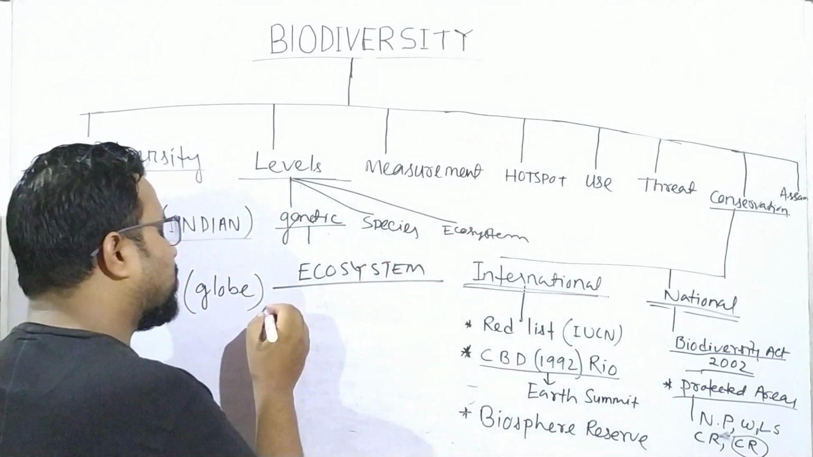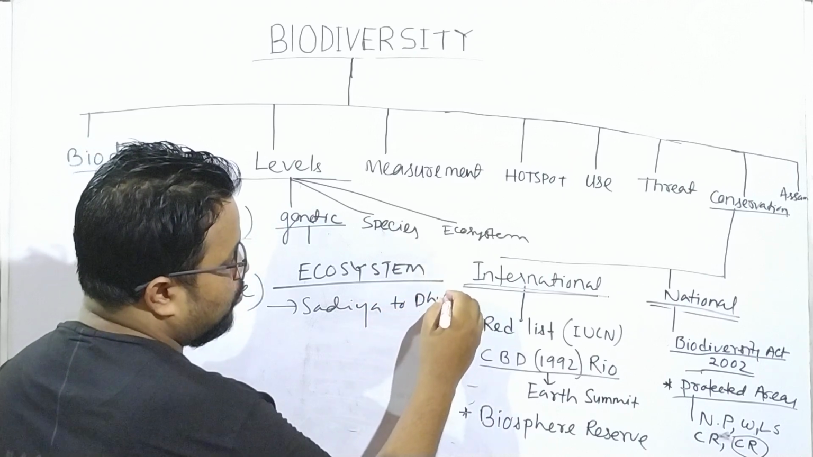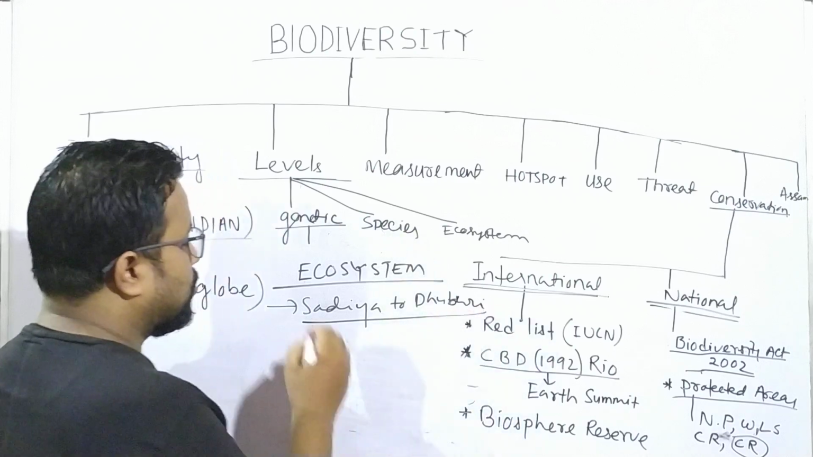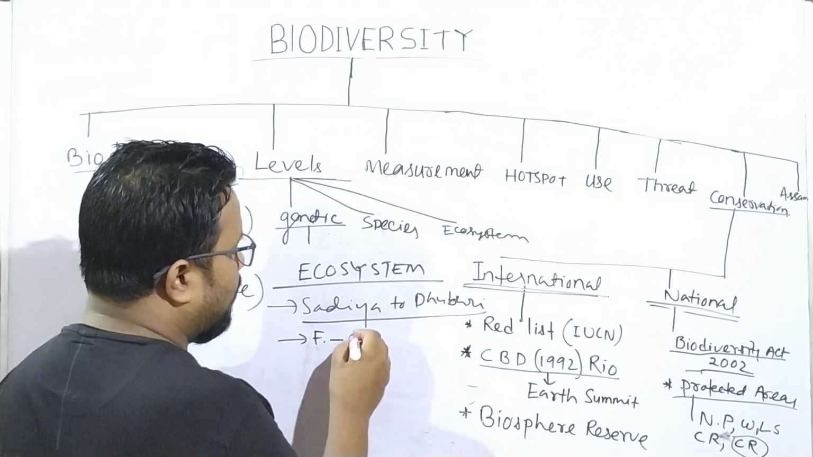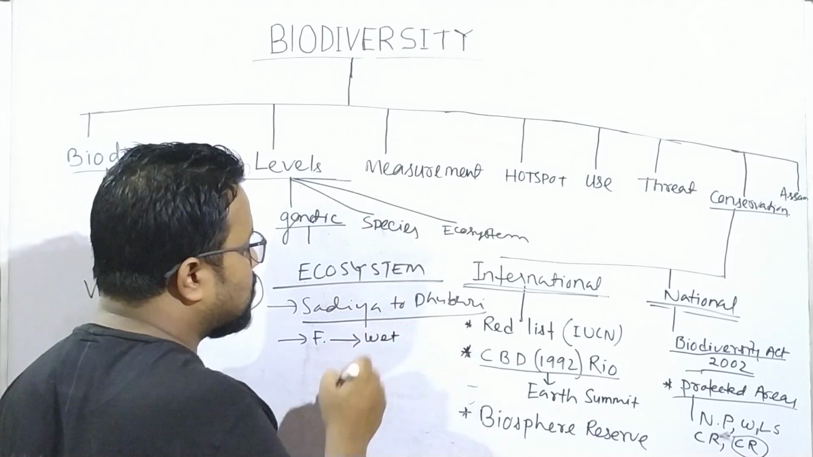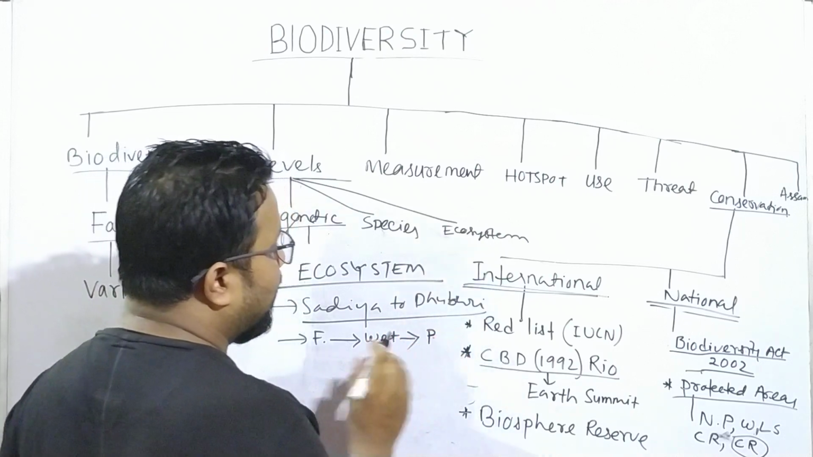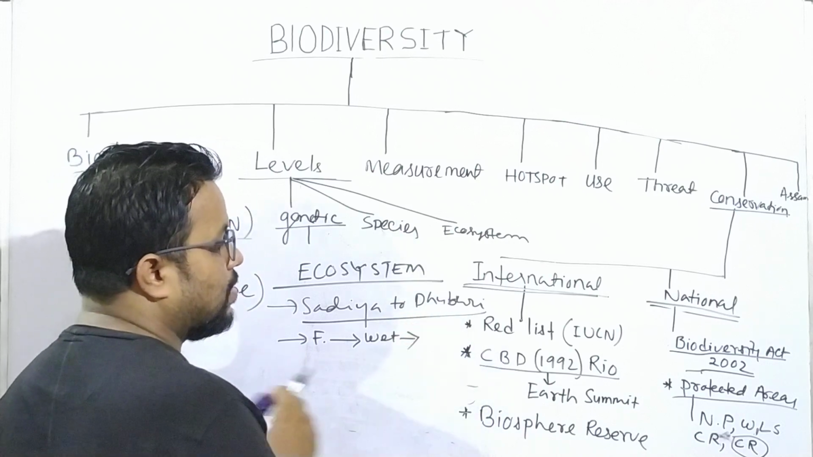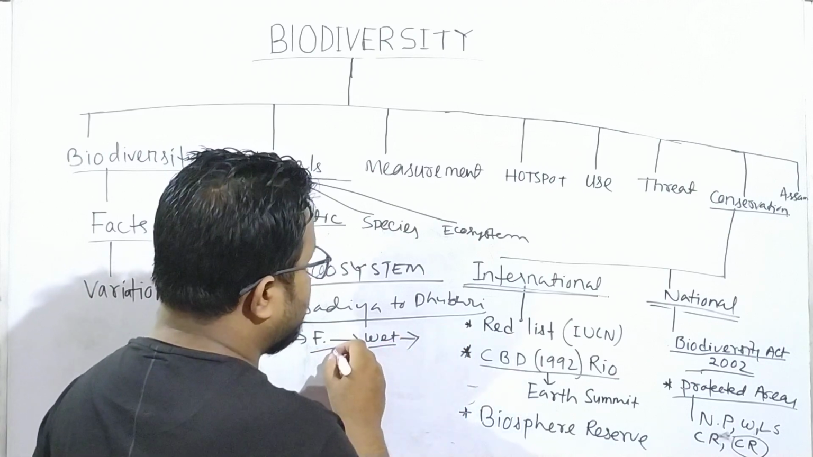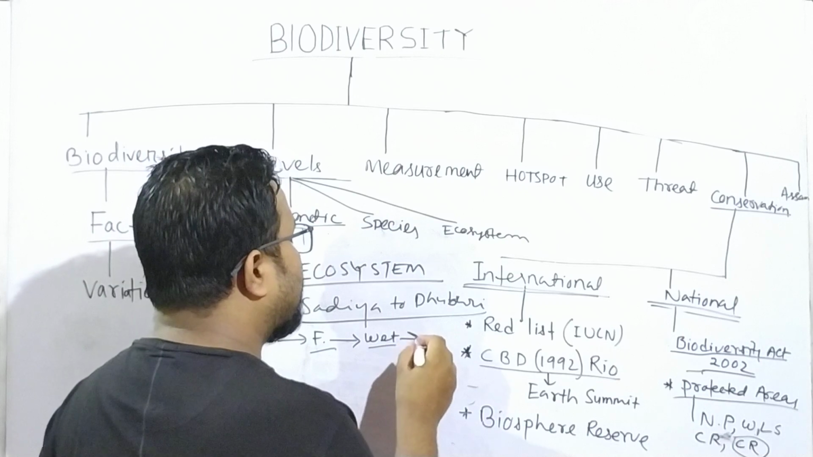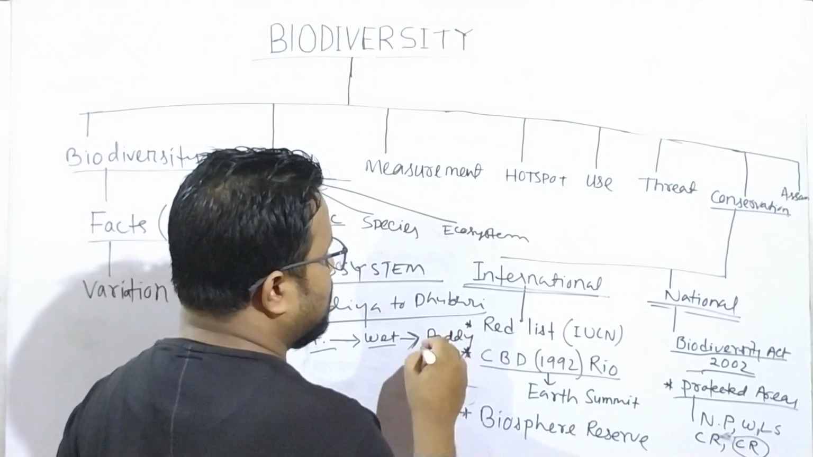For example, suppose I am moving from Sodia to Dhubri in Assam. Somewhere we will find a forest ecosystem. After 10 kilometers I will get some wetland, which is another ecosystem. After another 10 kilometers we will get a paddy field. Rice cultivation is also one type of ecosystem.